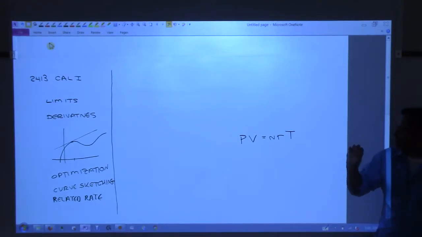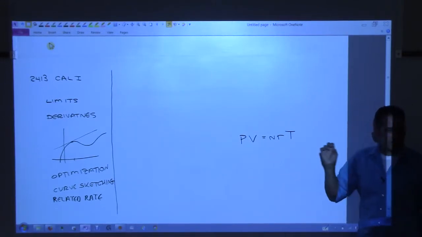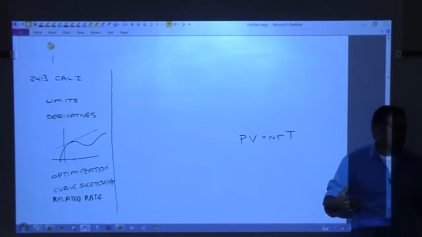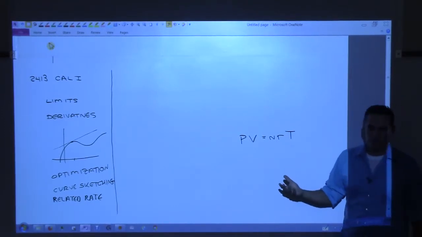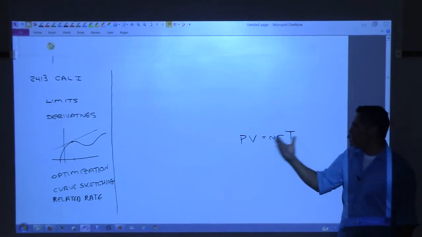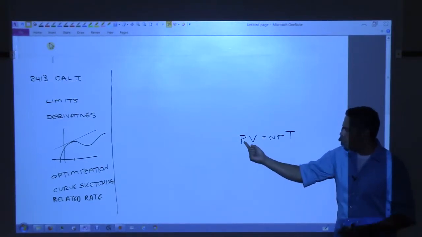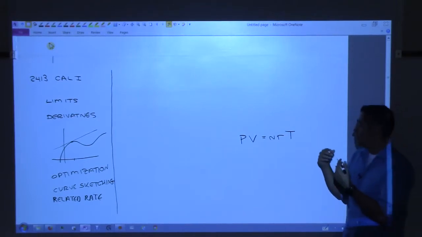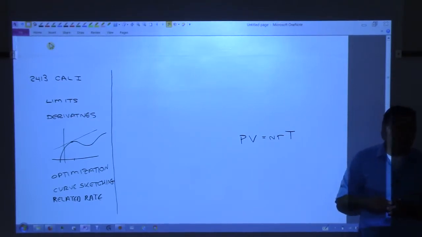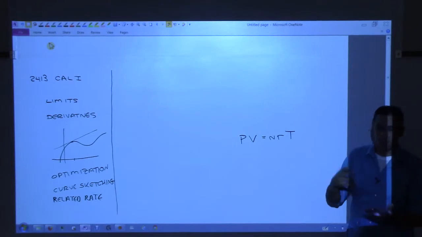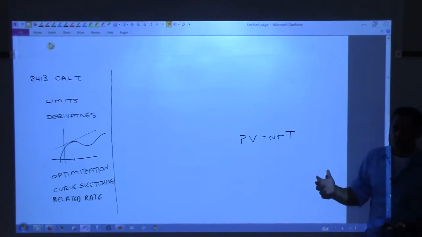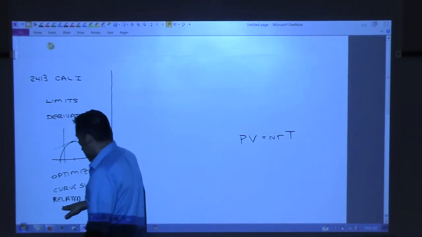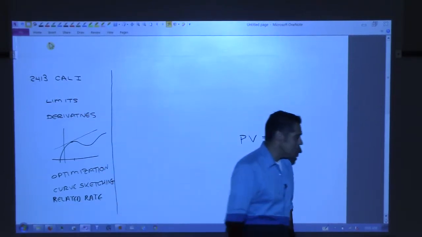And if you want to know the rate at which any of these variables is changing with respect to the others, all you have to do is use implicit differentiation. So you could differentiate this with respect to P, which is pressure. You could differentiate it with respect to volume, with respect to temperature, or with respect to time. It does not matter. This is a really important topic, but it involves word problems.